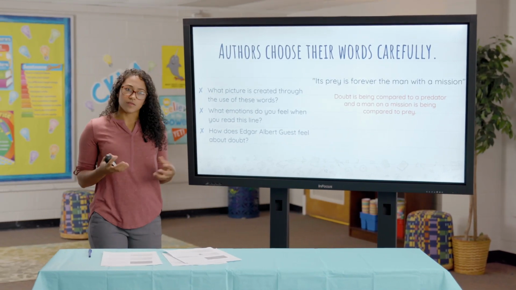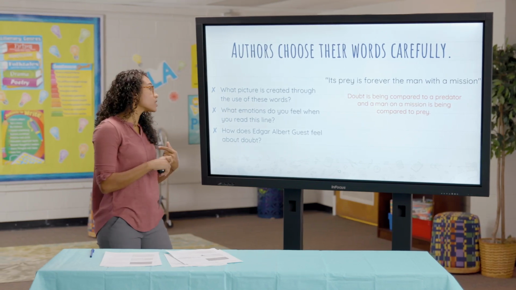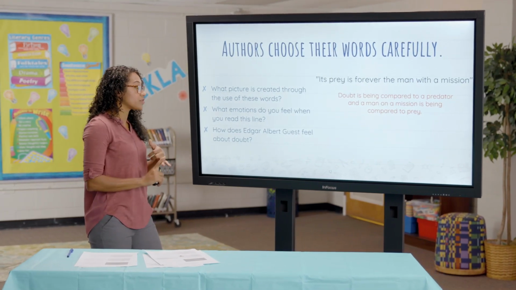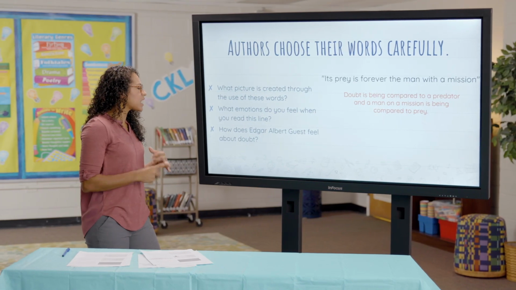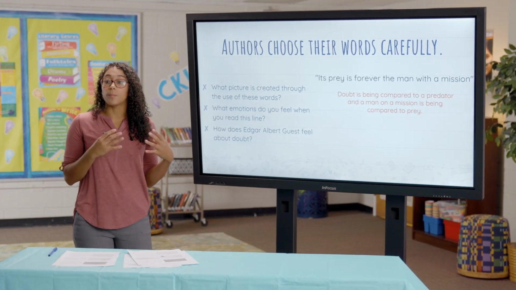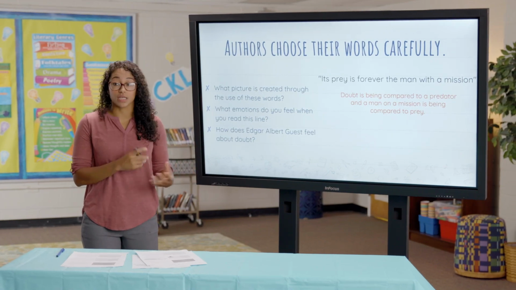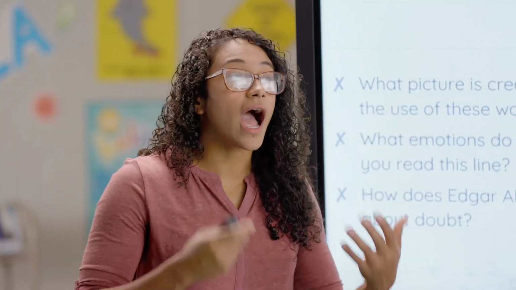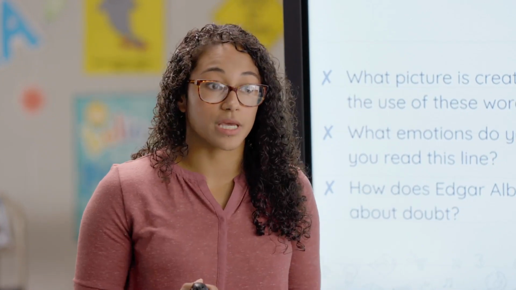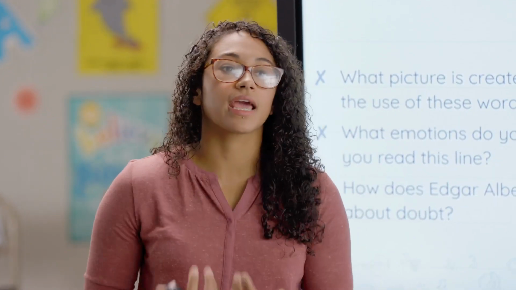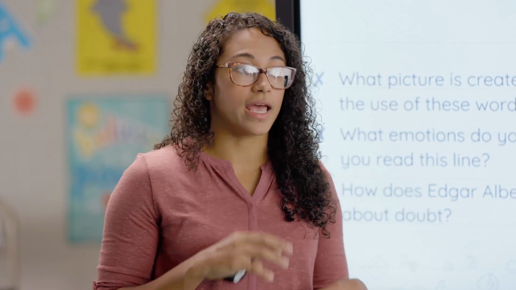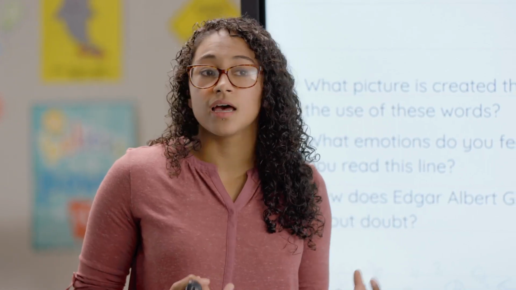So we're going to ask ourselves, and think through, what picture is created through the use of these words? What emotions do we feel when we read this line? And how does Edgar Albert Guest feel about doubt based on the figurative language and the word choice that he used? As I said earlier, when I read this line, I can almost picture a tiger or an animal stalking its prey and getting ready to pounce on it and constantly chasing after it. So you get this idea that doubt is this thing that looms over you constantly that you can't get rid of, and you have to be very careful not to let it in.